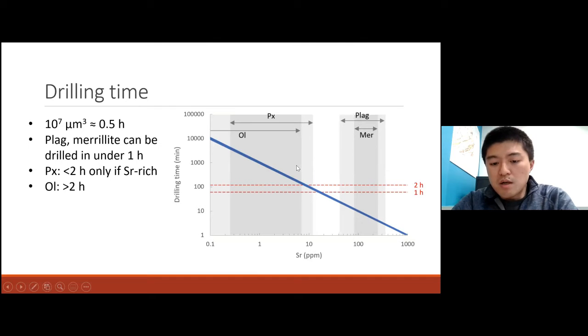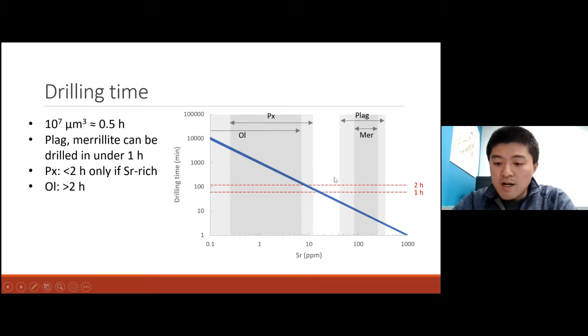So based on preliminary drilling of non-meteorite samples that we've done so far, we determined that it takes about half an hour to excavate about 10^7 cubic microns of material. That translates into this plot of drilling time versus strontium levels in the target phase. The thickness of the blue curve accounts for the density range of the four minerals, and the gray bars here show the literature range of strontium levels in the minerals. Essentially, the higher the strontium in the target phase, the less we'll have to drill out to get enough strontium for one analysis, and that means shorter drilling time.